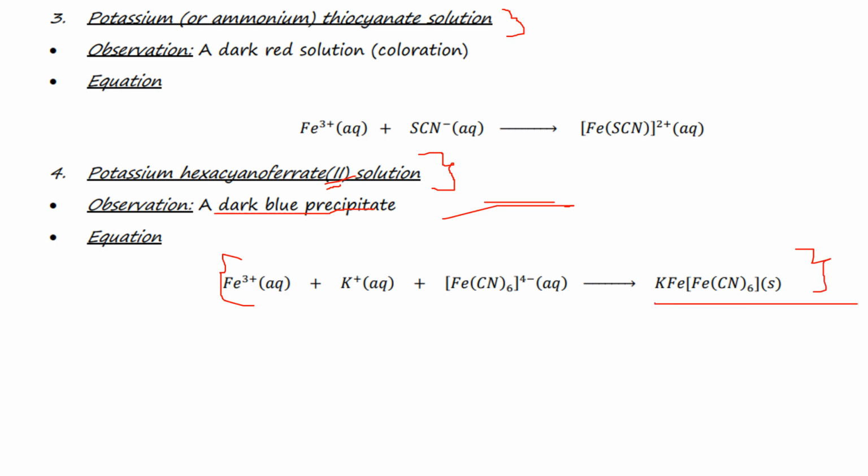However, if you use potassium thiocyanate solution, which is a commonly asked reagent in paper 1, you're going to observe a dark red solution or a dark red coloration, and that's due to formation of a complex of iron thiocyanate. So iron reacts with the thiocyanate ion to give us this complex, and this complex is what causes the formation of the red coloration.